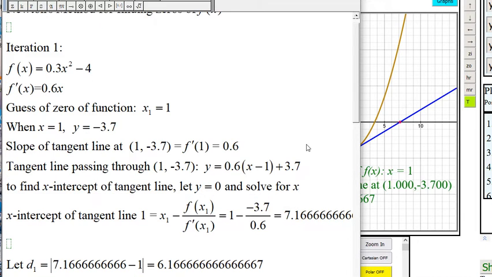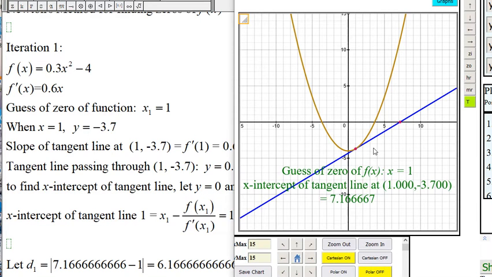And then the next thing we do is compare the initial guess with the x-intercept of the tangent line, and we find that difference. Let's call that difference d sub 1. So it would be 7.1667 minus 1, and we get 6.1667. And this number will become important, as we will see.